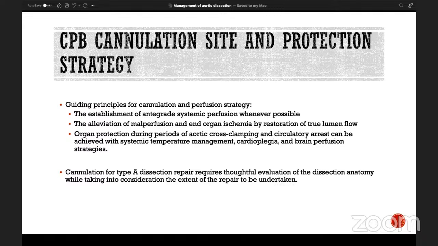Do you guys get the point? So you have to monitor the left side, which reflects the true perfusion pressure in that case.